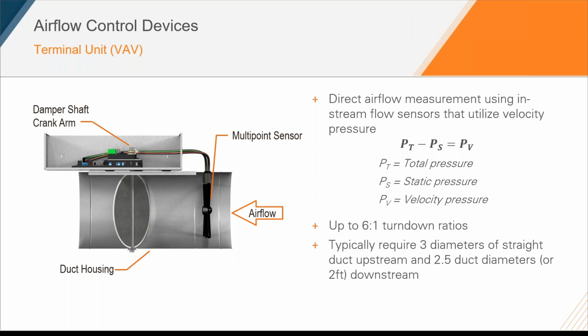So what makes up the velocity pressure? Well, velocity pressure is difficult to directly measure. So in order to calculate velocity pressure, we're typically going to be measuring total pressure and static pressure and getting us that velocity pressure reading.